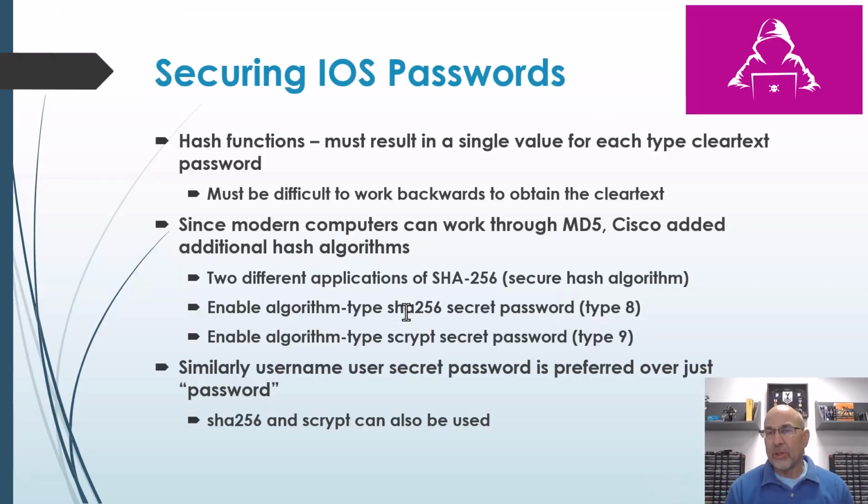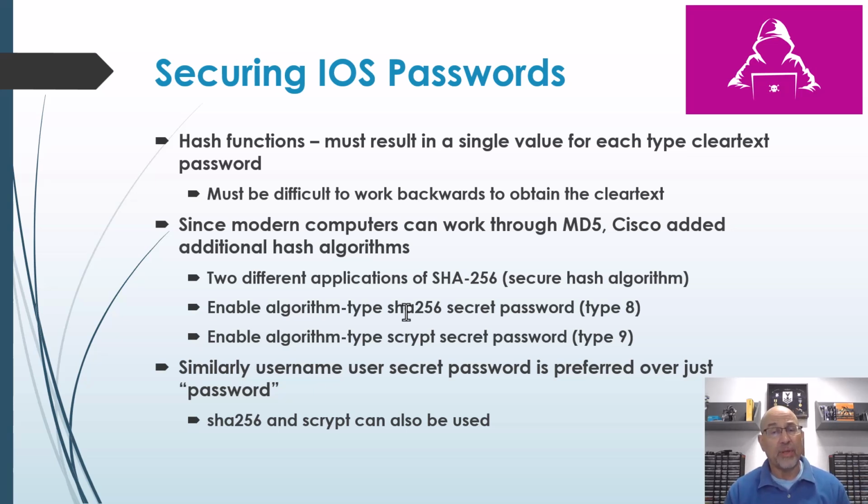Now, a little bit more about those hash algorithms. Hash functions must result in a single value for each clear text password. This should make sense to you. We don't want a hash value for two different passwords to be the same. And you've got to be able to work backwards to get the clear text, but it's got to be hard to do. So those are sort of the characteristics of hash functions.